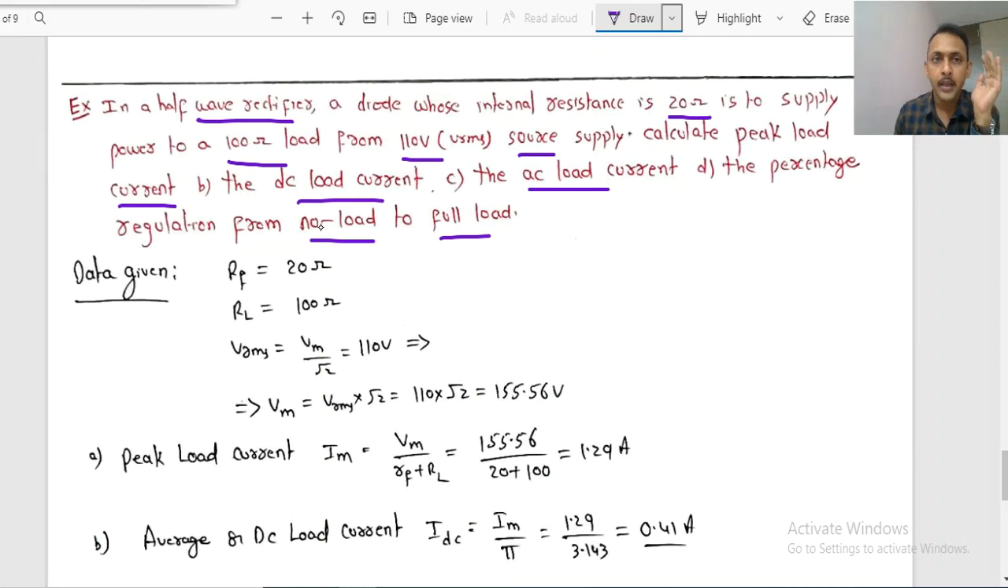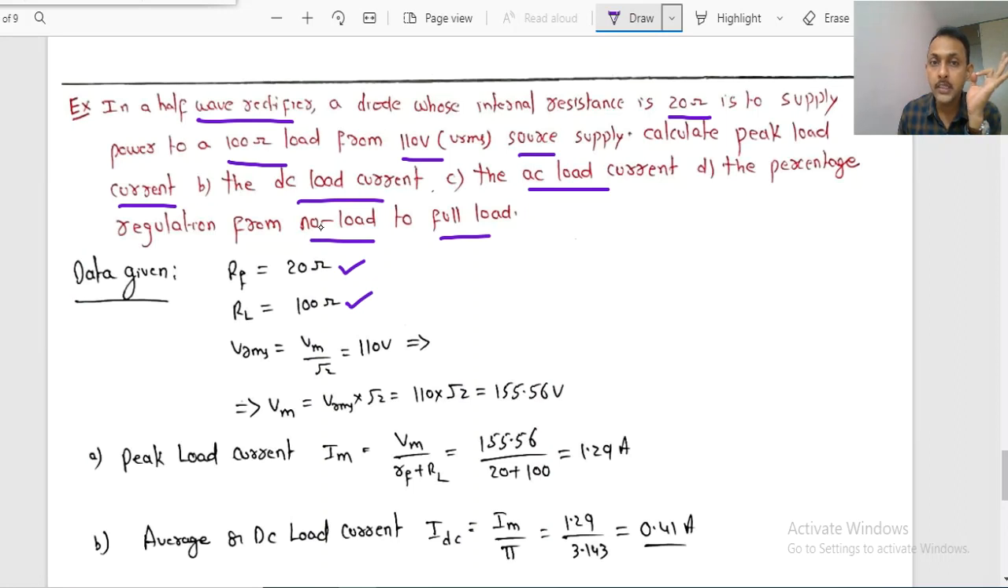For example, here he specified the diode internal resistance is 20 ohm. Then at that time, it should strike your mind that it is the forward resistance denoted with letter RF. RF equal to 20 ohm, and the load resistance is given. So you should get a thought that it is to be denoted with letter RL. RL equal to 100 ohm.